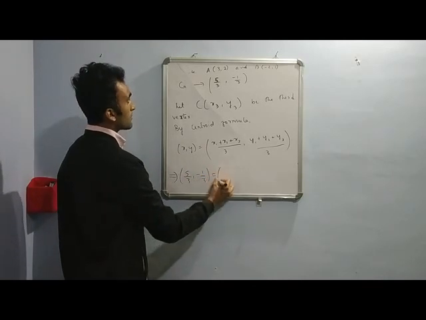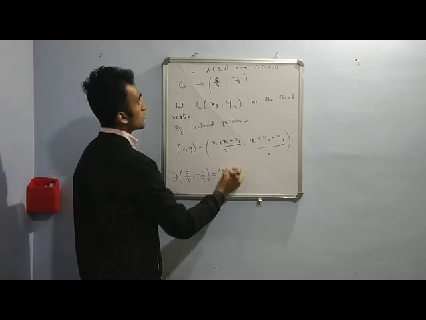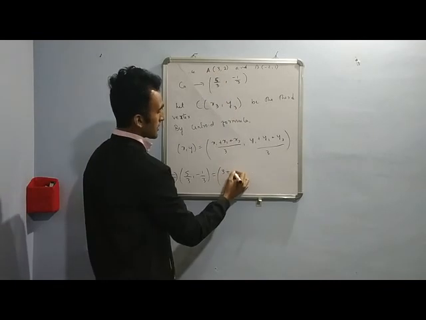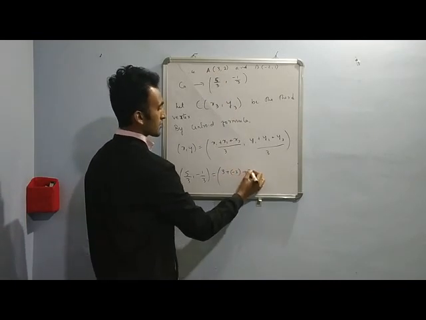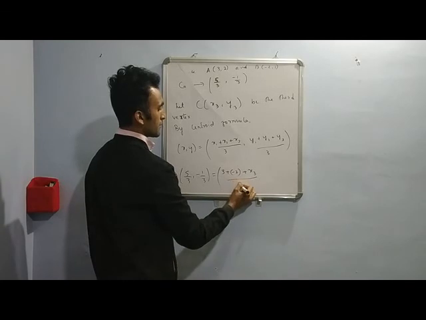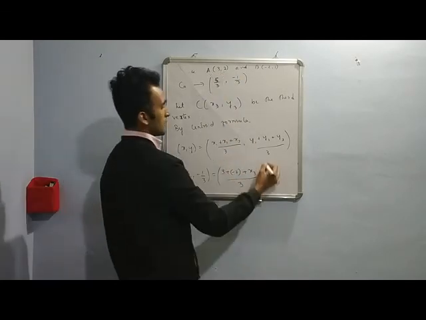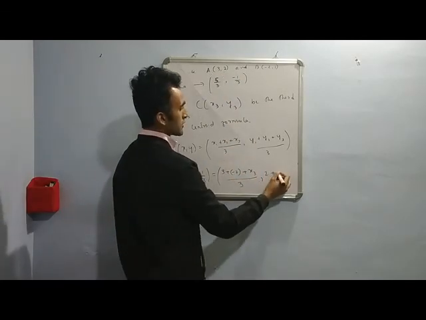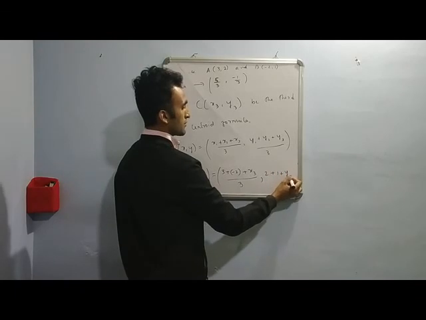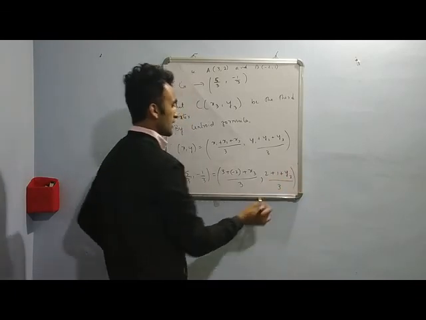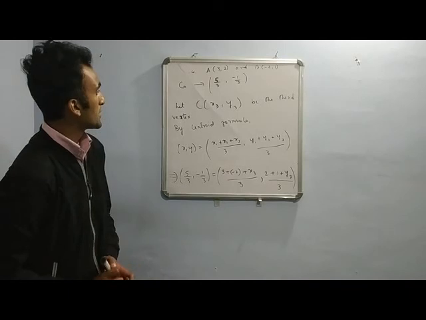x1 value is 3, x2 value is minus 2, and x3 is question mark, divided by 3, comma, y1 value is 2, y2 value is 1, and y3 is question mark, divided by 3. Check, pause the video, note it down.